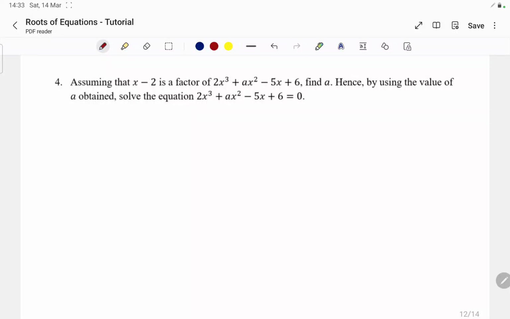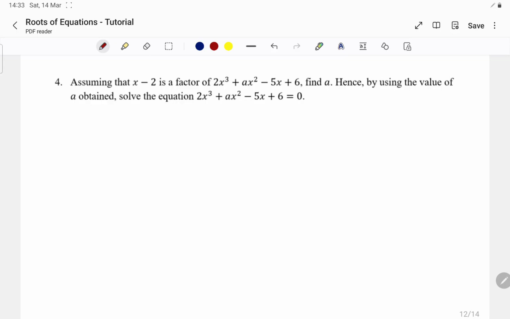Proceed to question 4. Question 4: assuming that x minus 2 is a factor of 2x cubed plus ax squared minus 5x plus 6, they ask us to find a. Hence, by using the value of a that we obtained, solve the equation 2x cubed plus ax squared minus 5x plus 6. So here we have to extract the information that they provide to us.